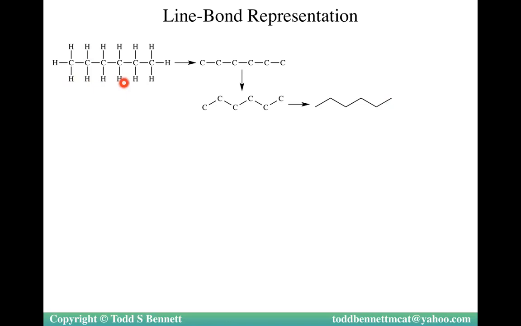So again, the 14 bonds to H's we're not going to care about. The 5 bonds between carbons turn into 1, 2, 3, 4, 5 lines. So these lines are going to be drawn, but that's it. So let's try another one and realize this is just shorthand for how to write things.